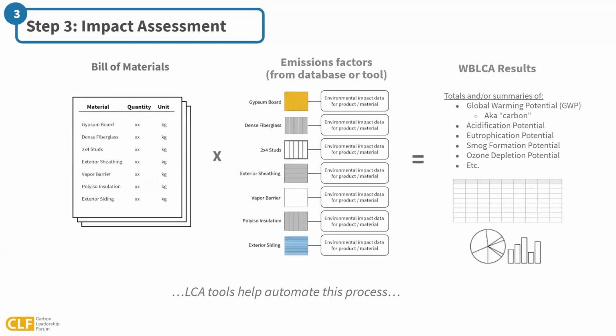Step number 3 would then require calculating the emissions of each of those individual materials. And here again, LCA tools are often used to link and multiply material quantities with environmental emissions factors from a variety of sources, such as databases containing regional averages per material and/or product-specific EPDs. And from there, a total result can be established.